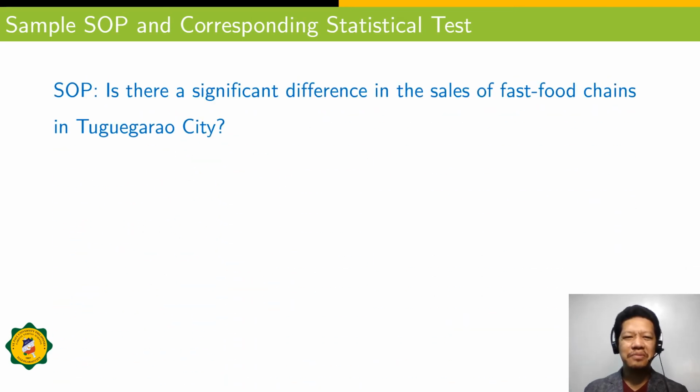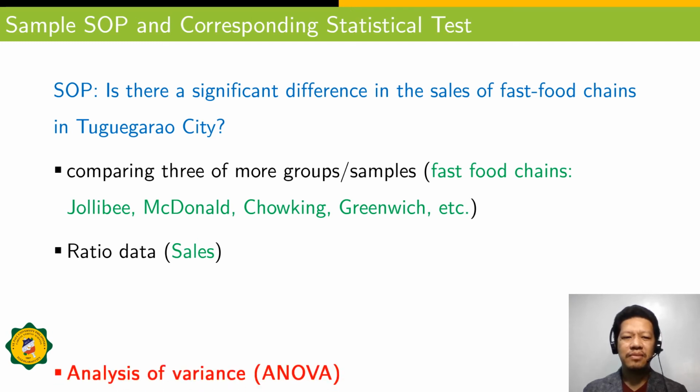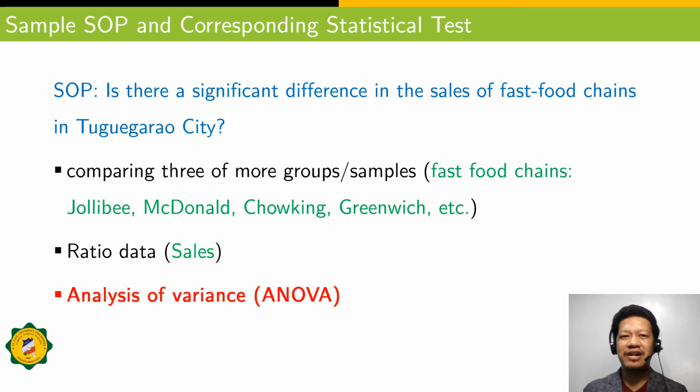And this SOP, is there a significant difference in the sales of fast food chains in Tuguegarao City? Let's say we consider the fast food chains Jollibee, McDonald's, Chowking, Greenwich. So there are actually four. Since we have more than three groups being compared, and you have to make sure that our data is actually numerical, that's actually sales or in ratio level, therefore, we have to use ANOVA because there are four groups being compared and the data is in ratio level.